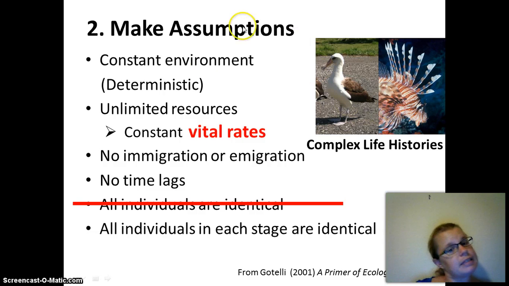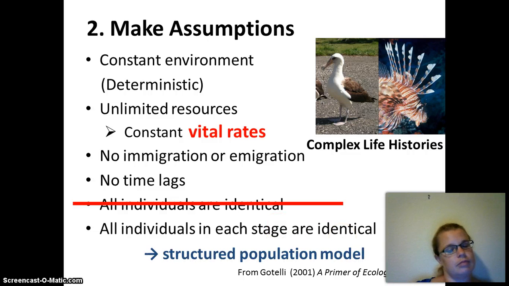So again, the big difference between the assumptions for exponential growth, which are in black, and the assumptions for a complex life history structured population model, which is in red, is that instead of all individuals being identical, you instead assume that all individuals in a particular stage are identical. So again, this gives you the structured population model or matrix population model.